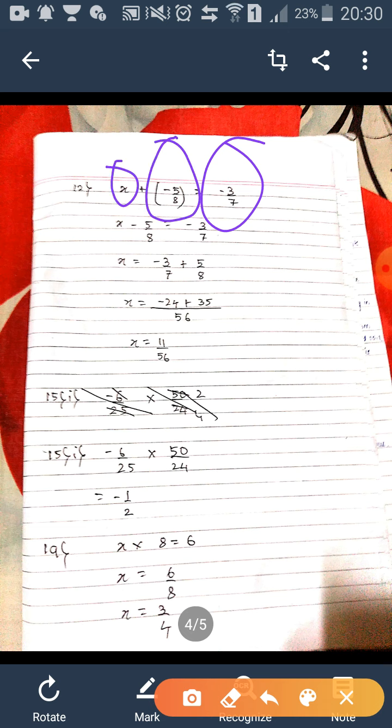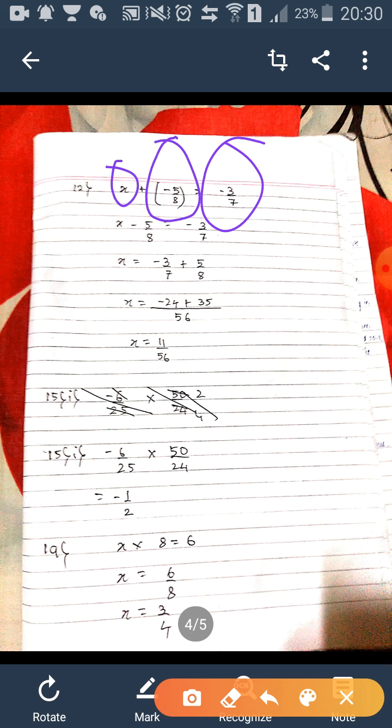Let's look at number 19. Product of two rational numbers is 6. One of them is 8. Find the other. So we will take the other one as x. Yes. Product of two rational numbers is 6 and one of them is 8. So x into 8 is equal to 6.